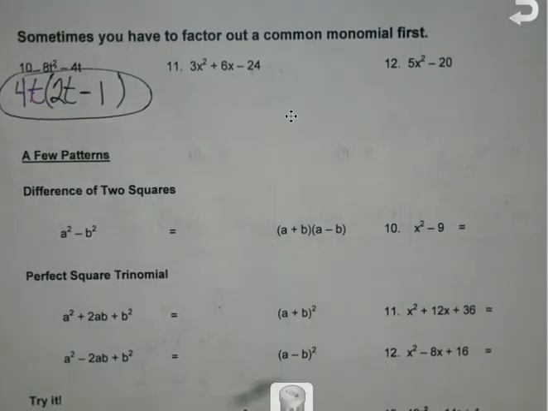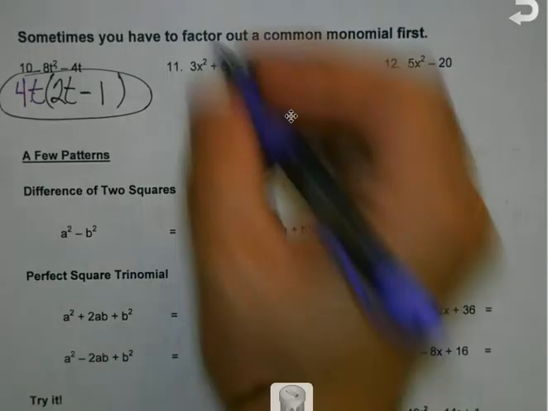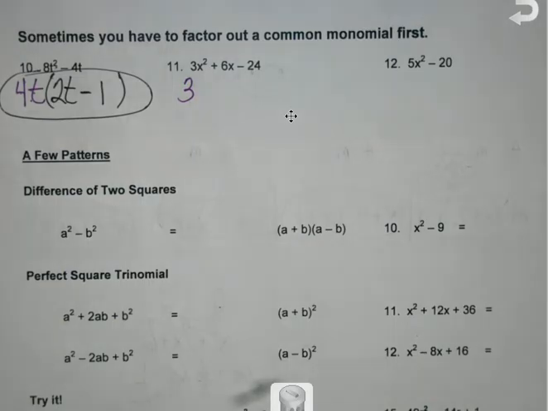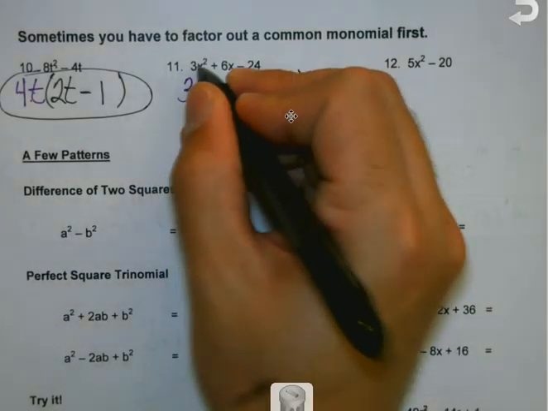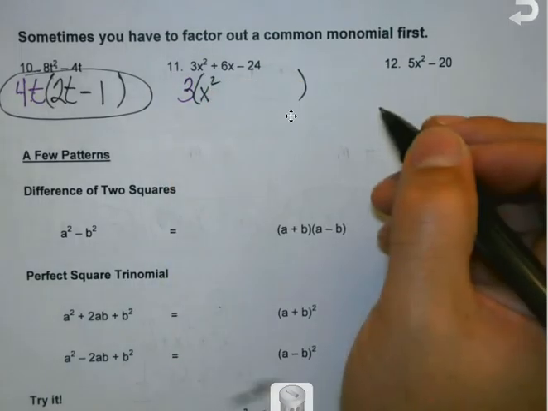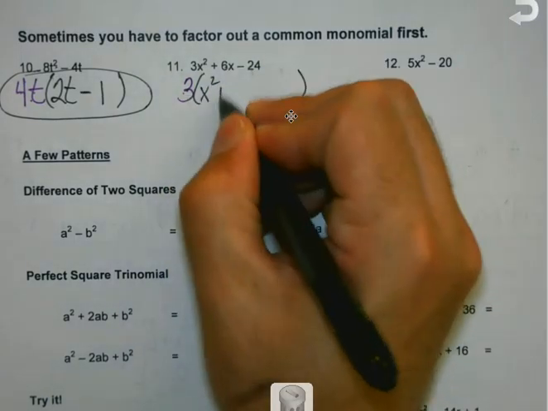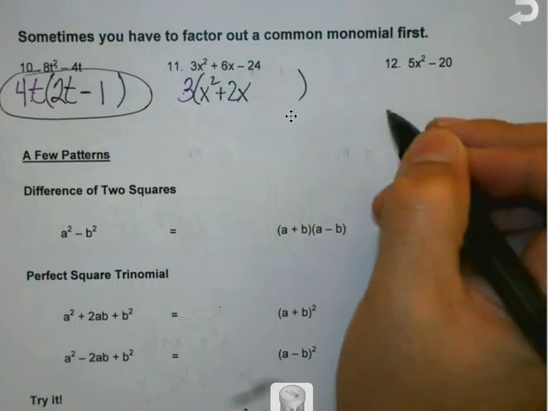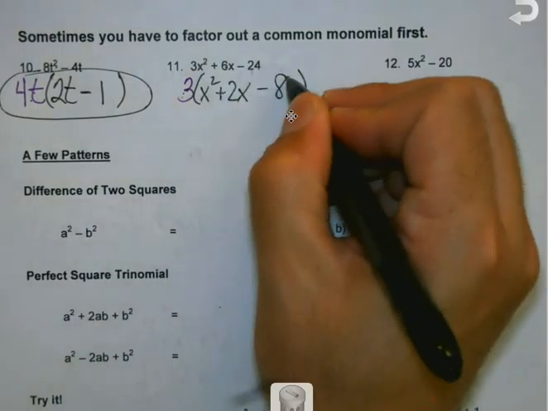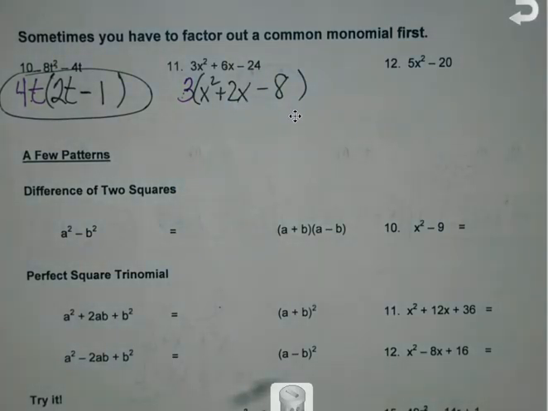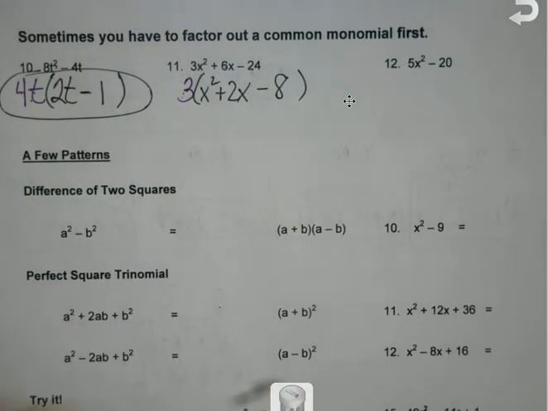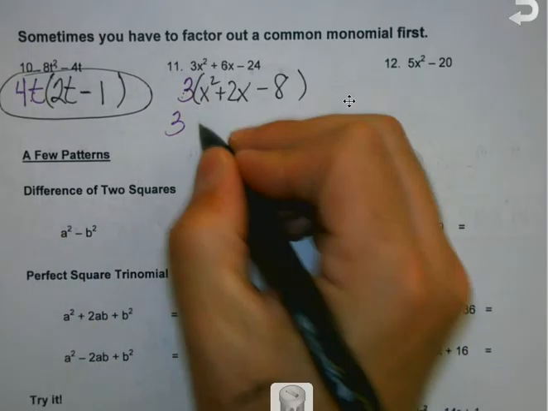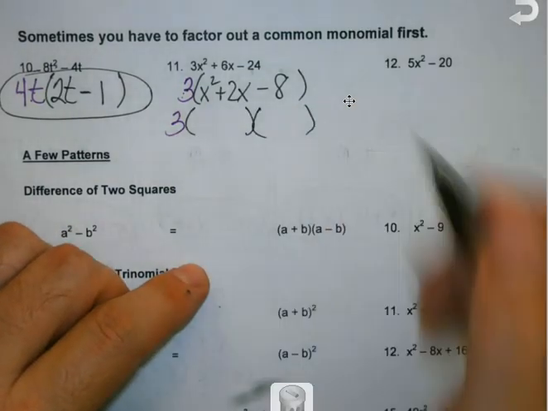Or I look at a problem like 11, I'm like, oh, I got to slide and divide. Wait. Do all 3 of those terms have something in common? Yes. They're all divisible by 3. So, okay. 3 times what is 3x squared? I need the x squared. 3 times what is 6? 2. 3 times what is 24? 8. But this time, what's in the parentheses, I think, is factorable. I'm going to try at least. Maybe it won't be, but I'm going to find out.